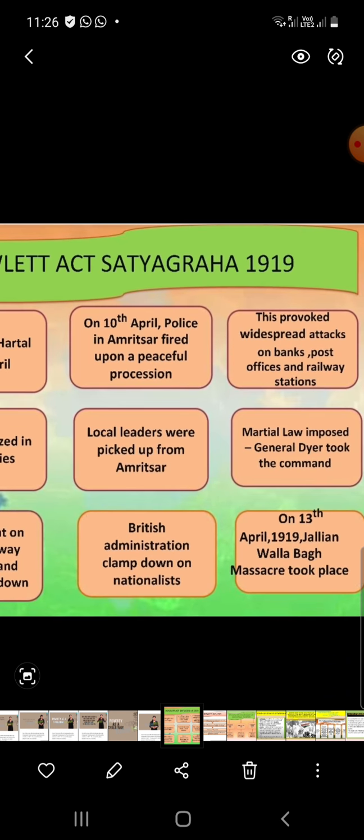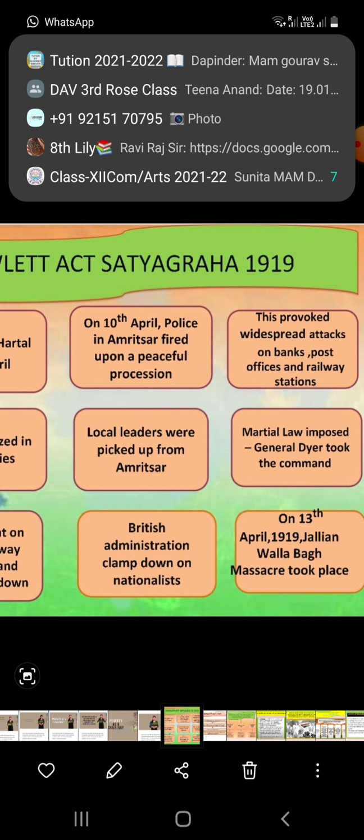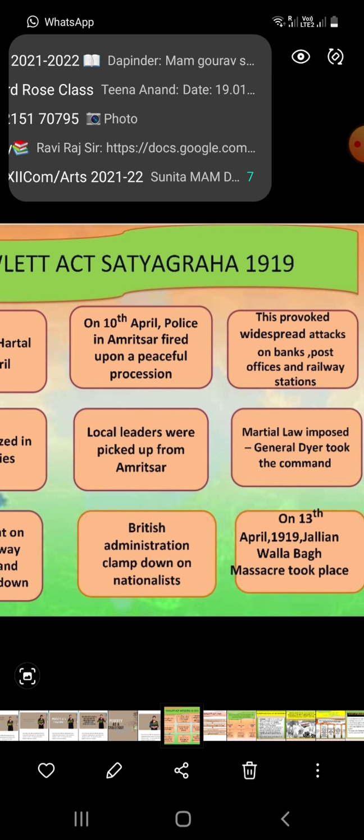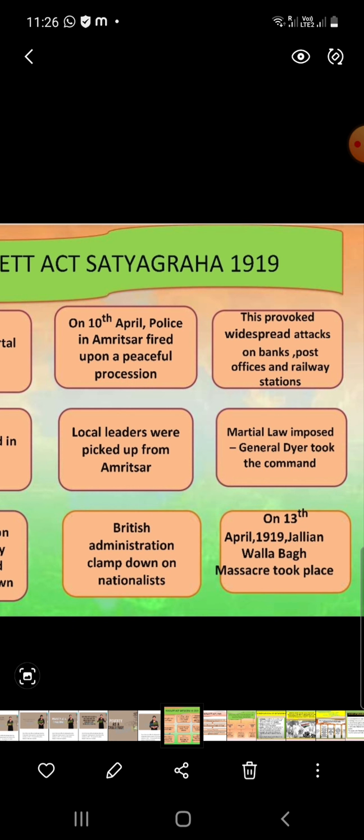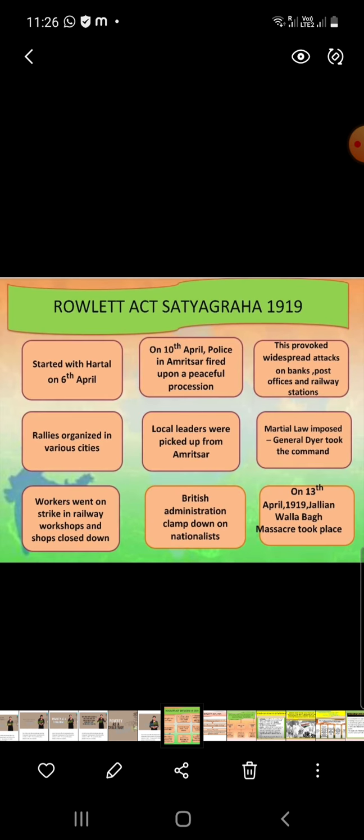On 13 April 1919, the Jallianwala Bagh massacre took place. Everybody knows about this. In Punjab, two important leaders, Satyapal and Kitchlew, and many other leaders were arrested under the Rowlatt Act. People gathered in Jallianwala Bagh on 13 April, the auspicious day of Baisakhi.